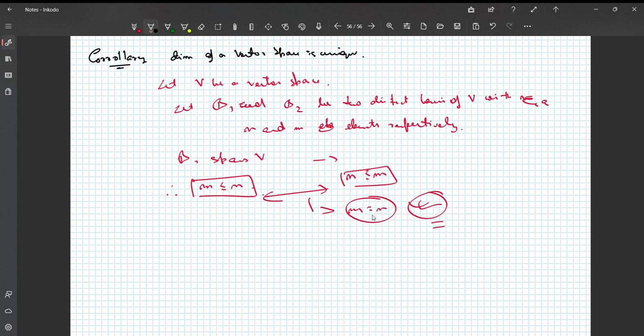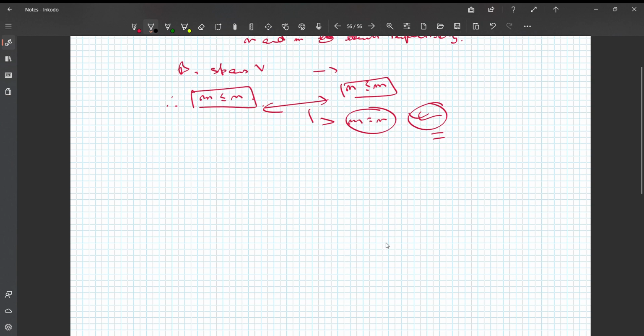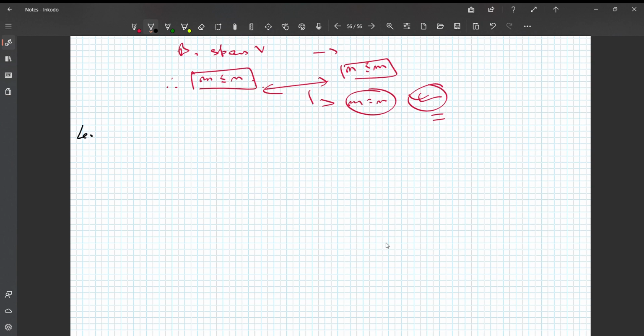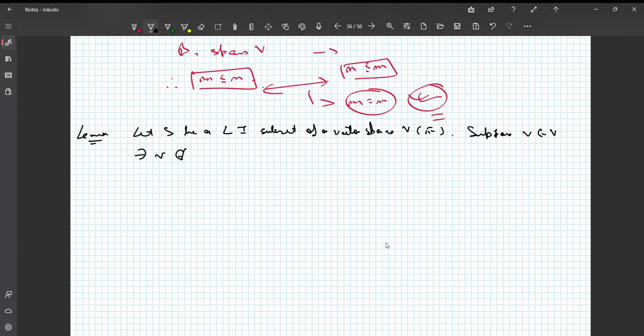there is one more very simple result, that I will better give as a lemma and won't prove, because proving this is fairly simple. That is, let S be a linearly independent subset of a vector space V. And suppose we choose a vector small v from capital V such that v is not in the linear span of S. If v is not in the linear span of S, then S union v is also linearly independent. So I will give a brief hint to how the proof goes.